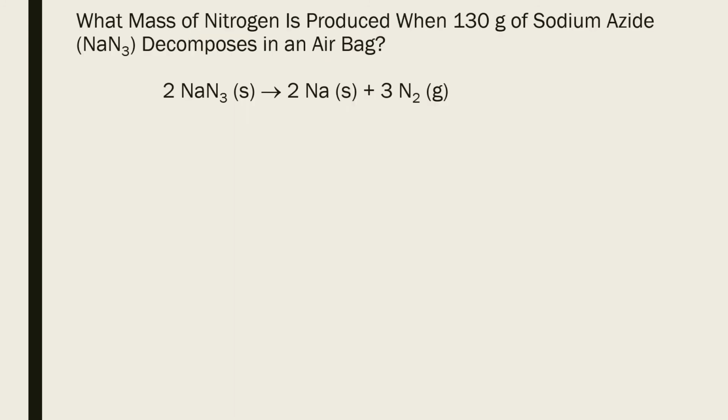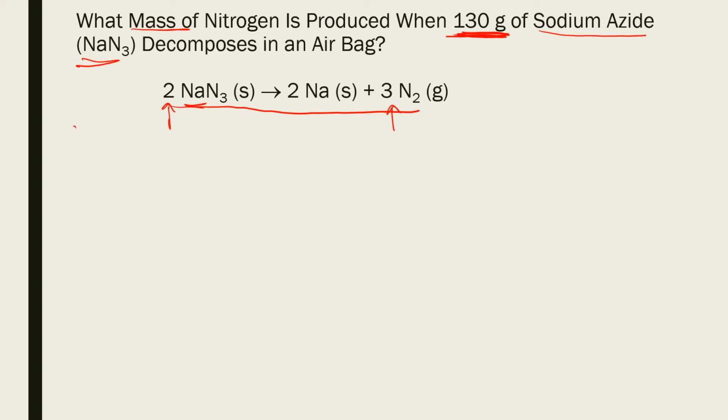You may see problems similar to this one. What mass of nitrogen is produced when 130 grams of sodium azide decomposes in an airbag? Again we have a balanced chemical equation, and from it we can see 2 moles of sodium azide will give us 3 moles of nitrogen. But we don't want mole to mole now. We have grams of sodium azide and we want to know the mass of nitrogen. So this is a mass to mass conversion. It's not a mole to mole conversion, right?